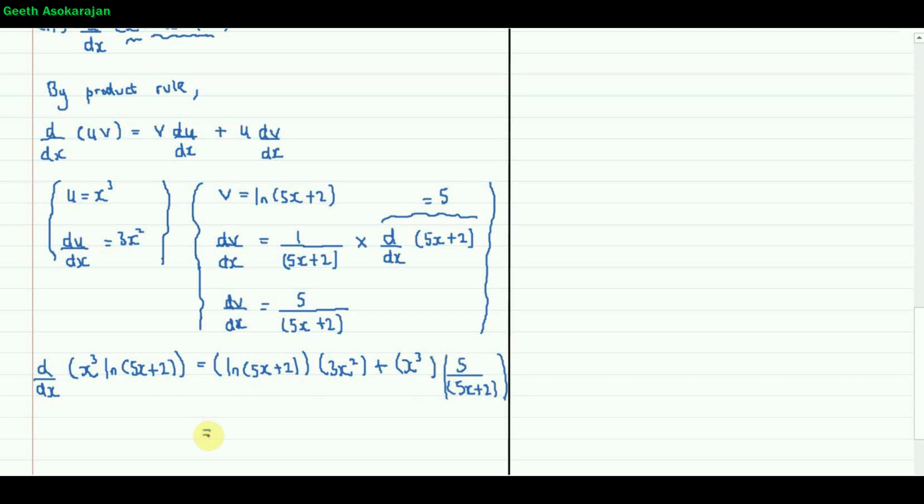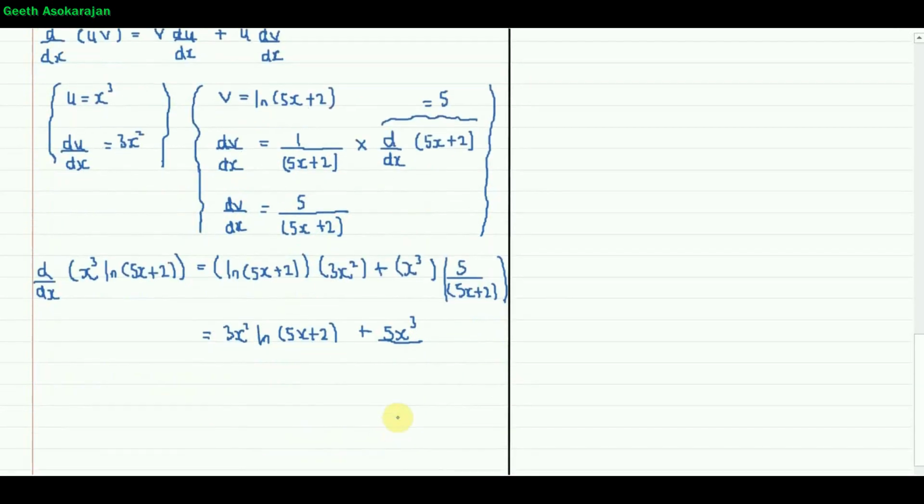Now let's go one stage further. So when I multiplied out the brackets, 3x squared times ln 5x plus 2, so that being 3x squared ln 5x plus 2, plus, so a plus 5 times x cubed, that being 5x cubed, divided by the 5x plus 2 below. So divided by this 5x plus 2, that arises from here.